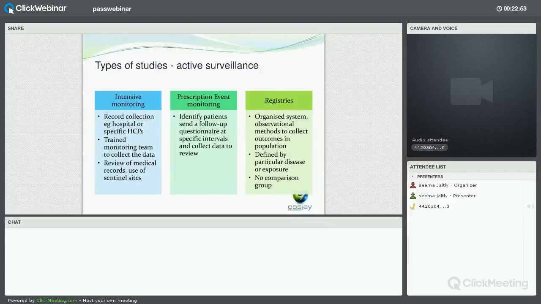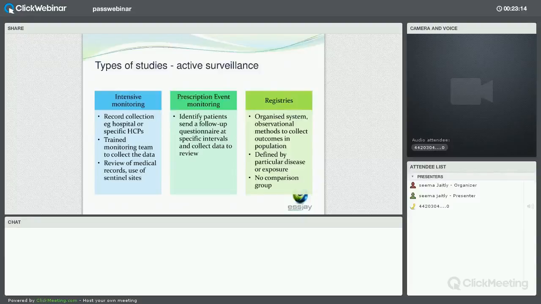You also have your prescription event monitoring, and here you can identify patients from your electronic prescription data or your health insurance claims, and then you can send a request for information with regards to follow-up at regular intervals in that patient cohort and collect data to review.